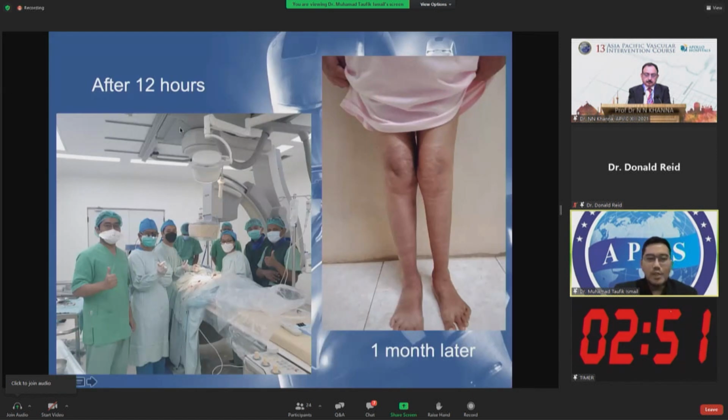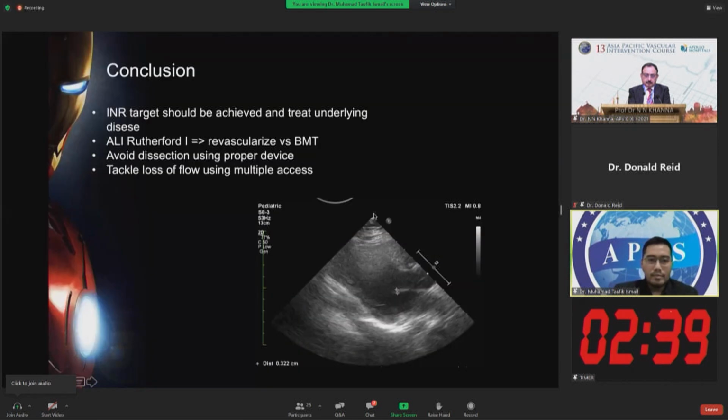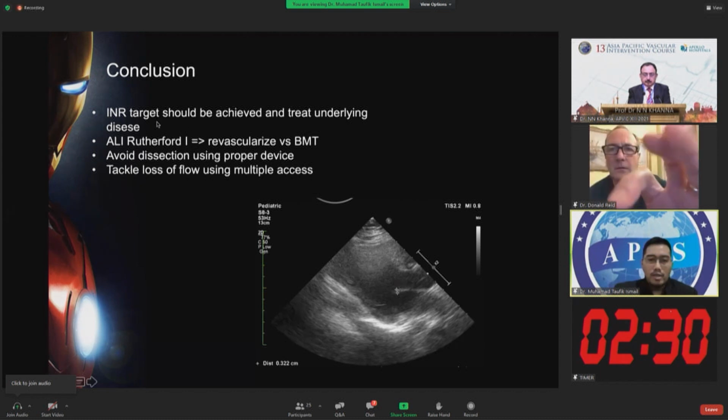Yeah, after first hours, we are all happy. Team, this is the vascular surgeon, and 1 month later at the follow-up, the patient can stand and walk properly. The conclusion is, the target should be achieved and we should treat the underlying disease. For this patient, the thrombosis is vasculitis secondary to infective endocarditis.